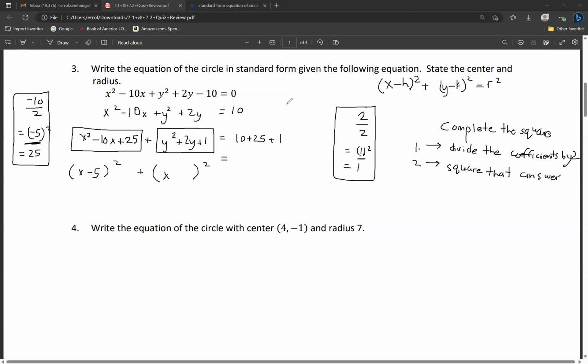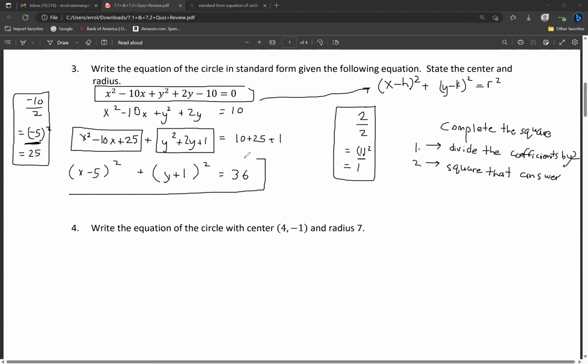Sorry, this will be y. Y plus 1. And then what's 10 plus 25 plus 1? What is that? 36. There you go. Now this line right here looks like this line right here. Look at that line and look at what we have here. It's in the right form now. We want it in that form.